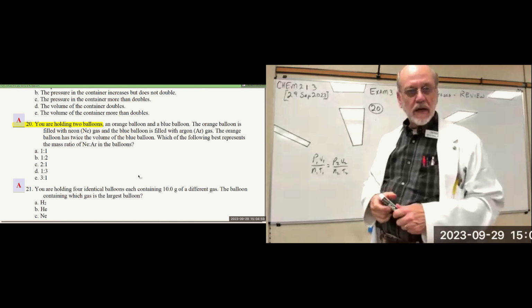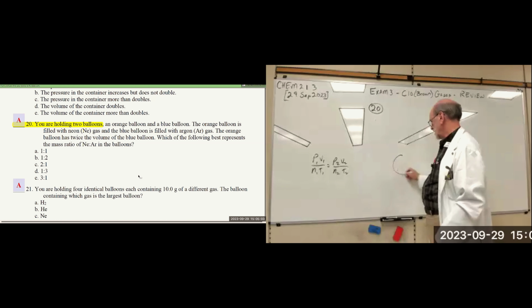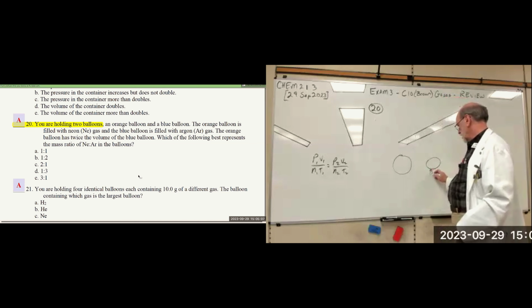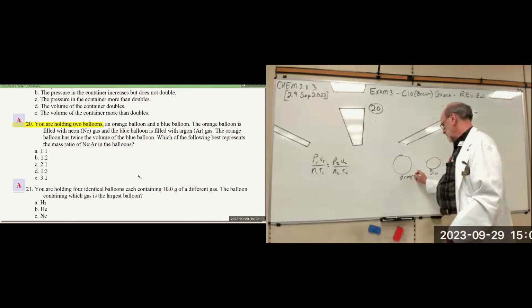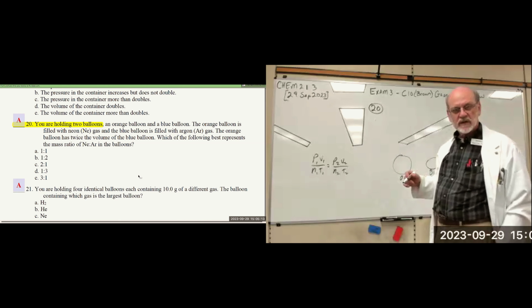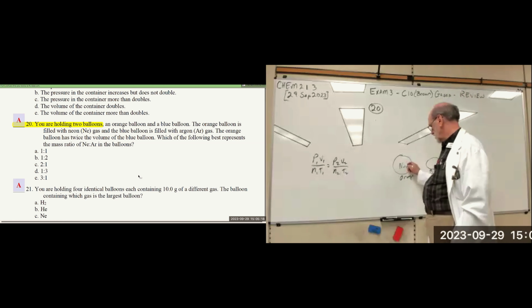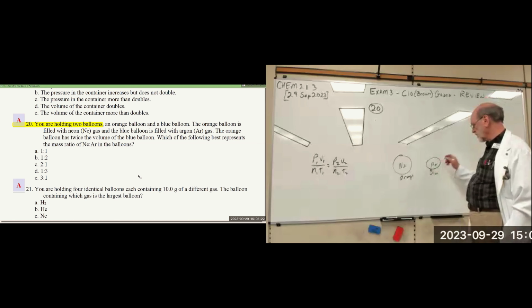All right. You've got two balloons, an orange balloon and a blue balloon. An orange, and I think the blue one is smaller. Blue, orange. Okay, what's in the orange balloon? The orange balloon is filled with neon, and the blue balloon is filled with argon. Okay.